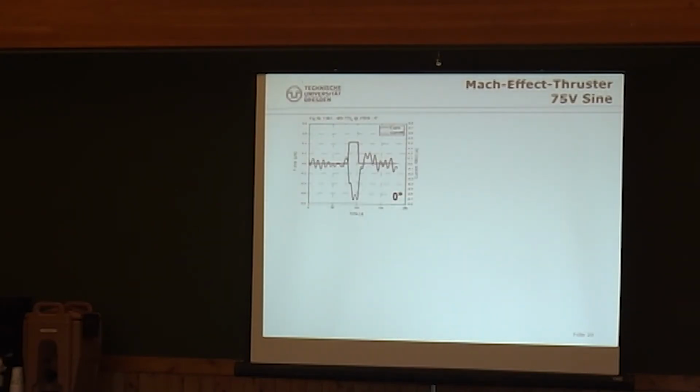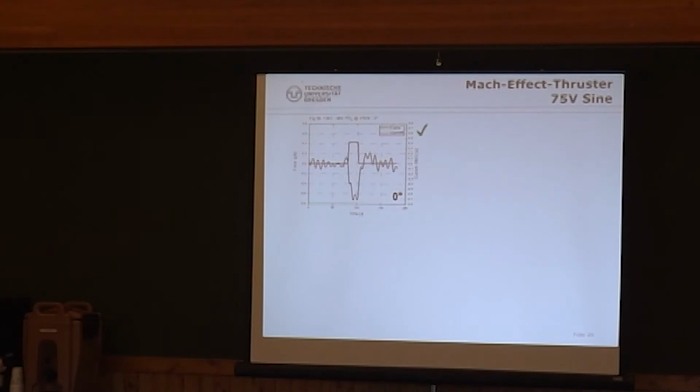For the 0 degree measurement, we see a deflection going in this direction. Everything looks fine, and this is with only 75 volt peak at 31 kilohertz. Sorry, what is the scale? This scale? Yes. The top one is 800 nanonewton. And this is actually around 600 nanonewton of force, with a noise of maybe 200 nanonewton.